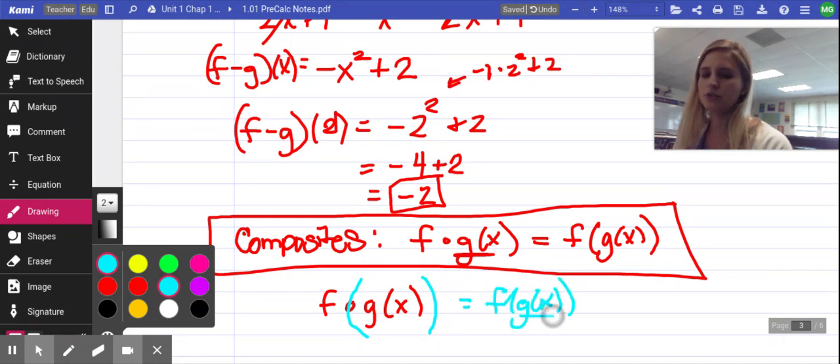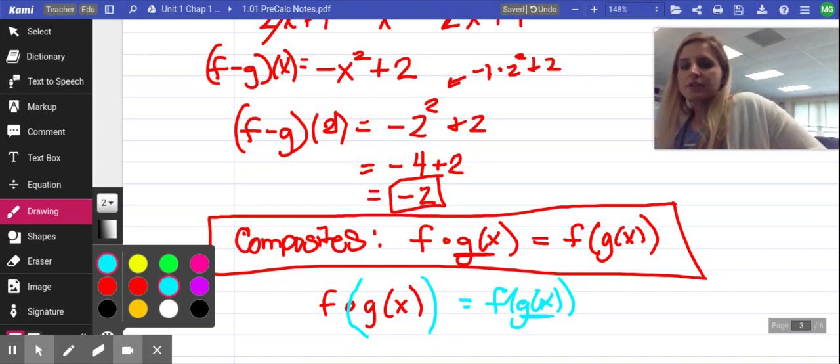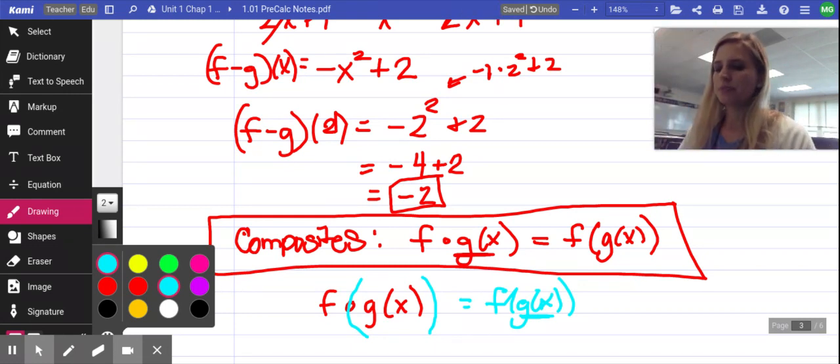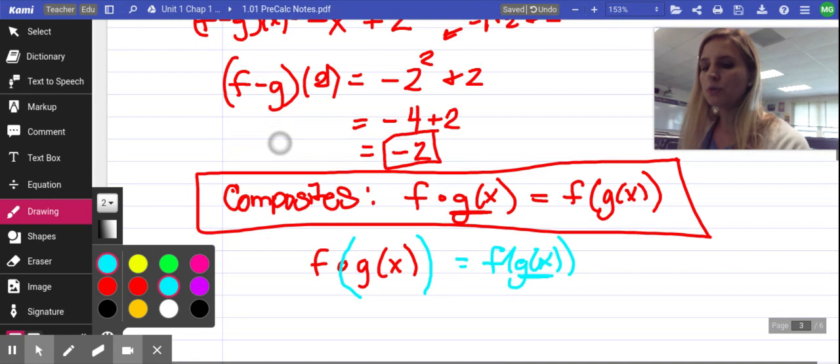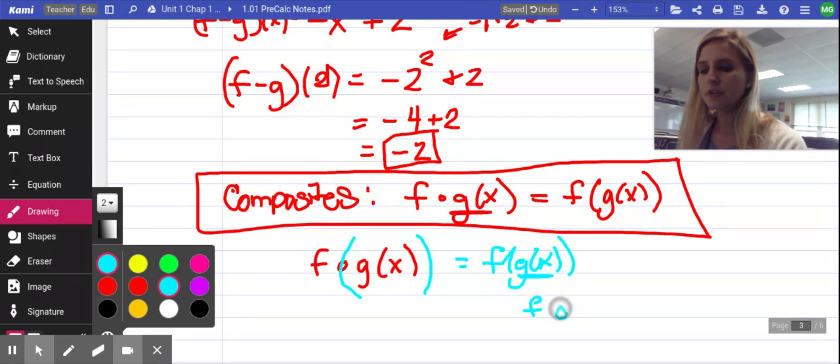And then usually students, once they see this, it seems a little bit more familiar to them from there. And the way you would read this is f of g of x. That's how you would read it.